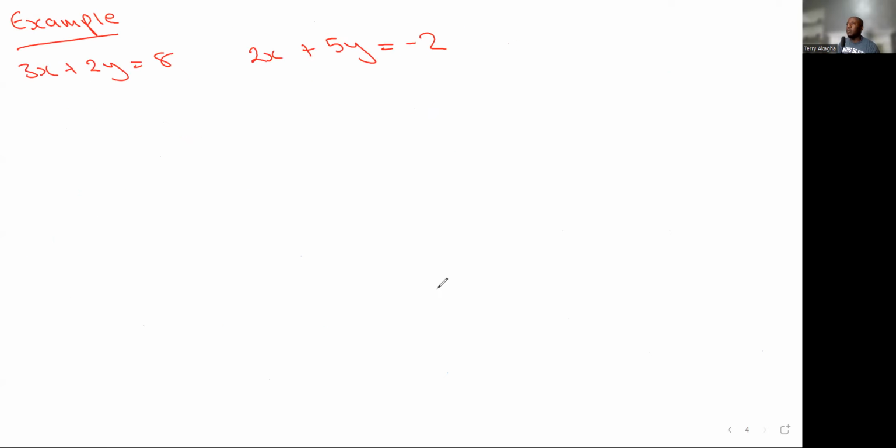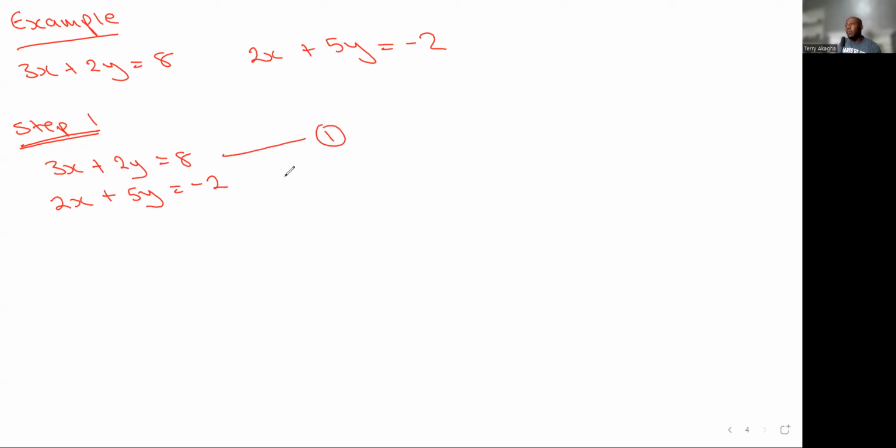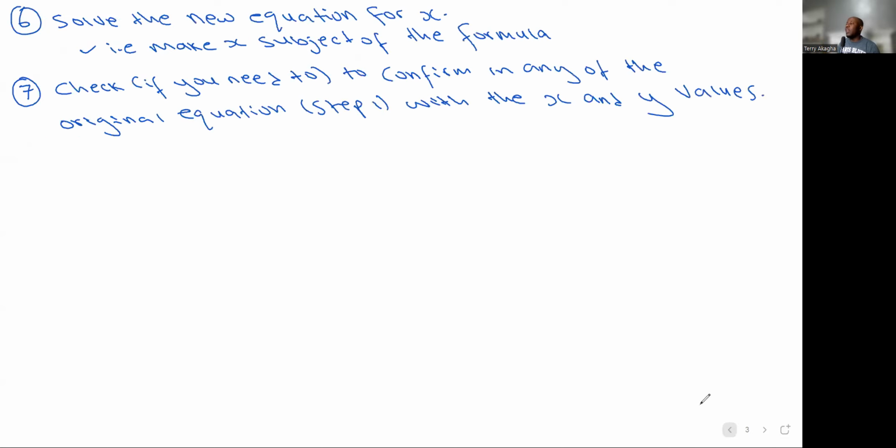So step 1, we need to arrange each other. So it's going to become 3x plus 2y is equal to 8. Then 2x plus 5y is equal to minus 2. Then we're going to label this one equation 1. I'll label this one equation 2. Step 1 done. Are you seeing that simple? Now we go to the next one.